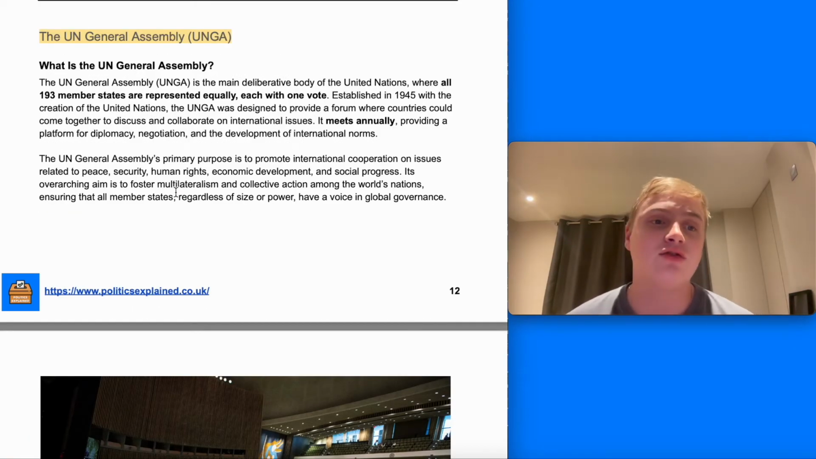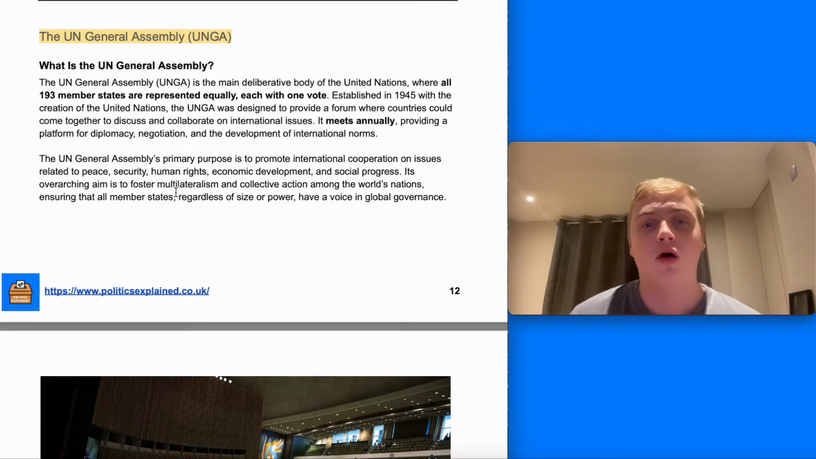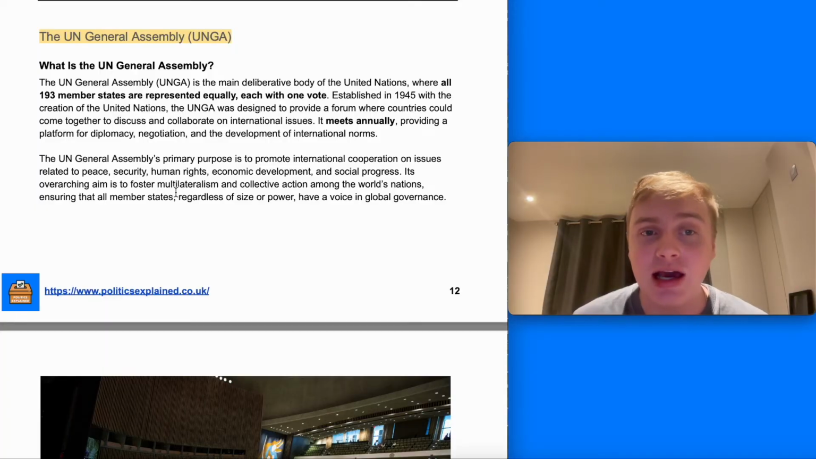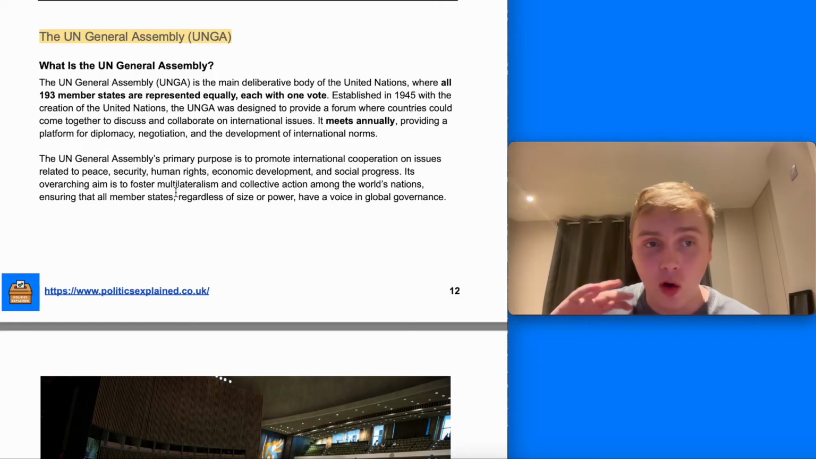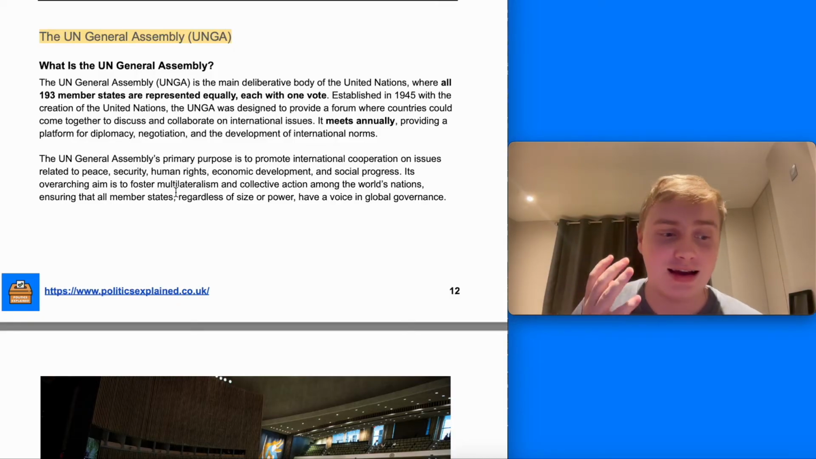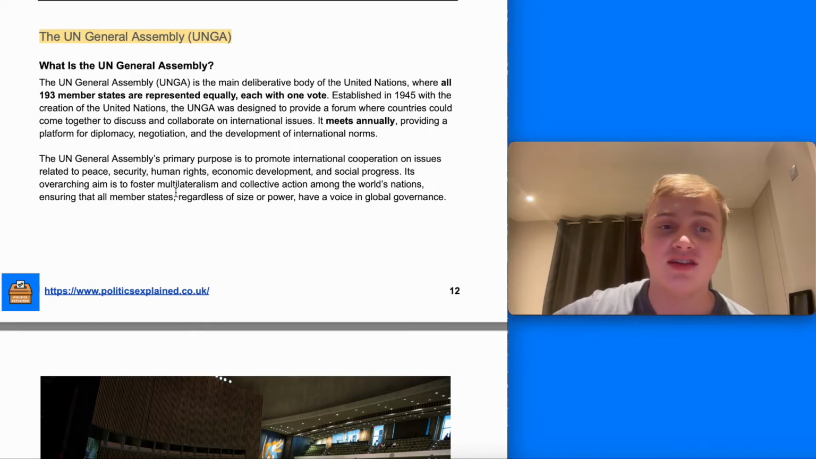Okay, moving on now to the UN General Assembly. The UN General Assembly is the main deliberative body of the United Nations, where all 193 member states are represented equally, each with one vote. It's designed to provide a forum where all countries can come together to discuss and collaborate on international issues. It meets annually, providing a platform for diplomacy, negotiation, and the development of international norms.